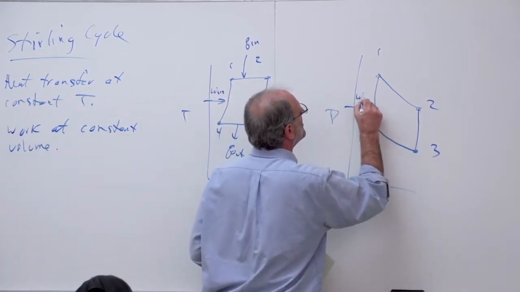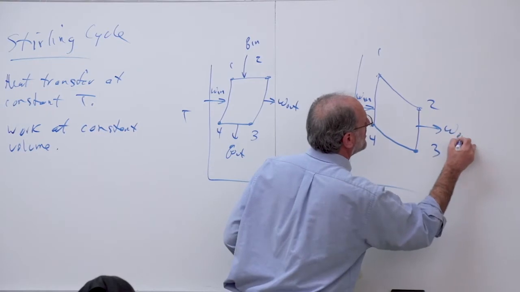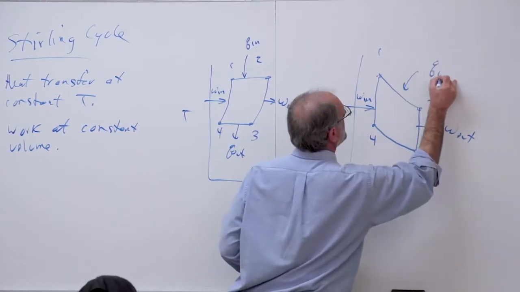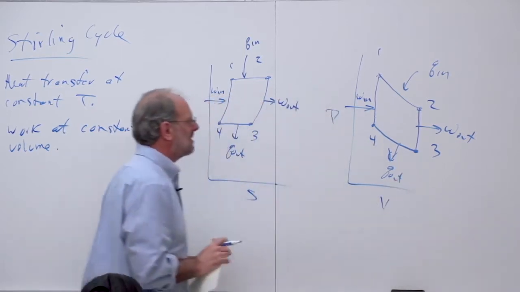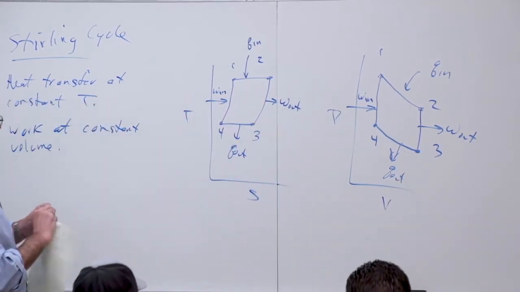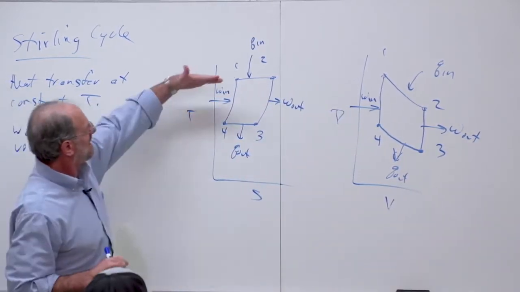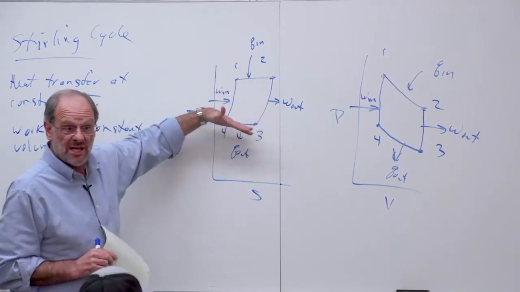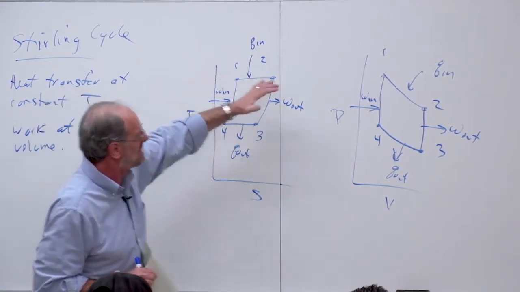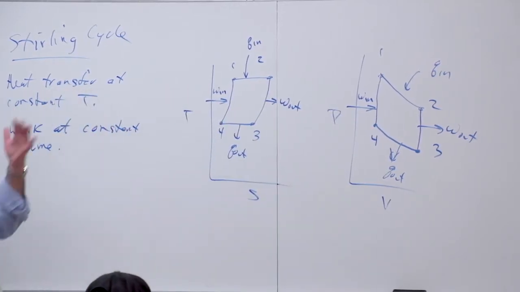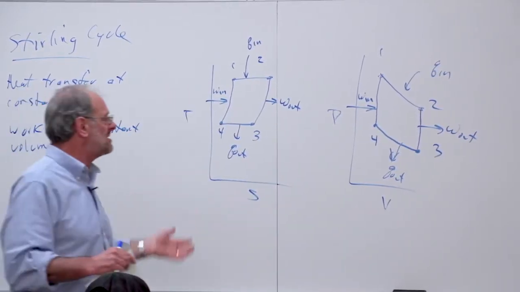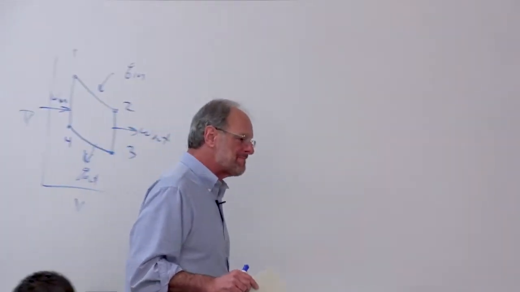Okay, so work in and work out, heat in and heat out. Okay, so you can pretty clearly see what's happening here, all right? Again, constant temperature, horizontal lines on the TS diagram for the heat transfer processes, and constant volume for the work processes that we can see pretty clearly as vertical lines on the PV diagram. Okay, and nonetheless, that's really all I want to discuss with regards to this.